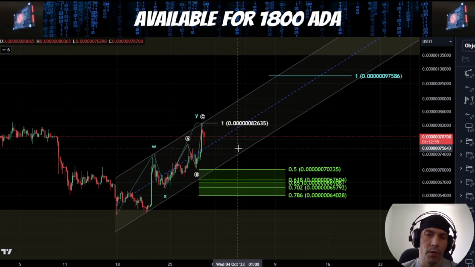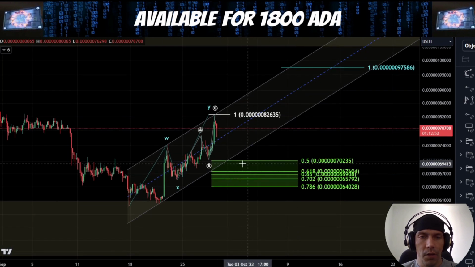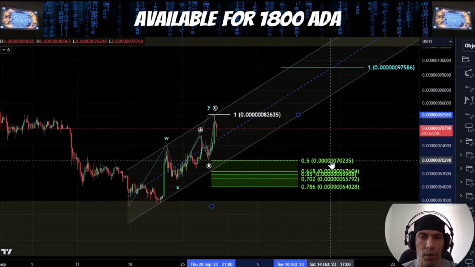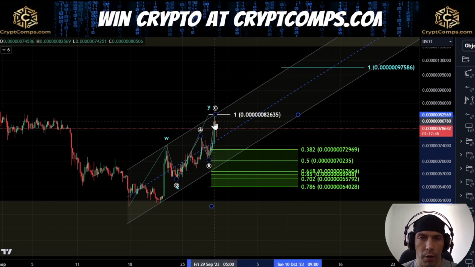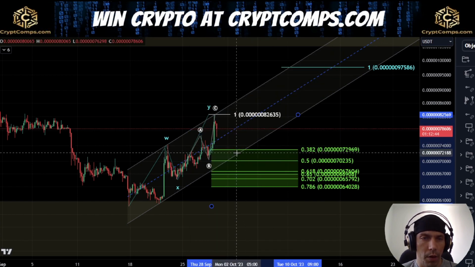But I would be anticipating a pullback here, potentially back down to this 50% to the 0.786, but I'm actually going to throw this 0.382 on here, because this could actually align nicer with the channel depending on where we come into here.